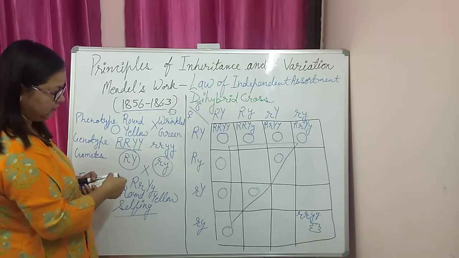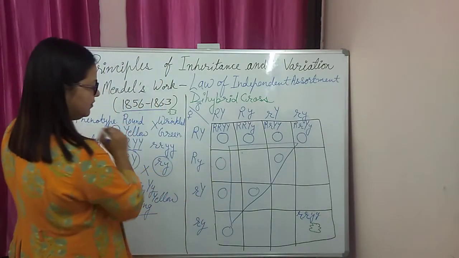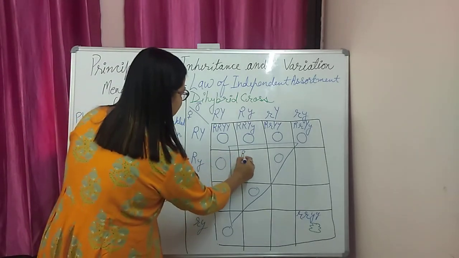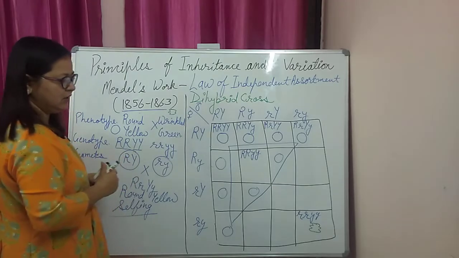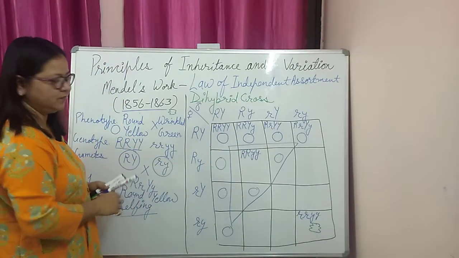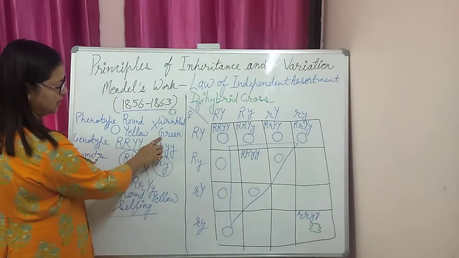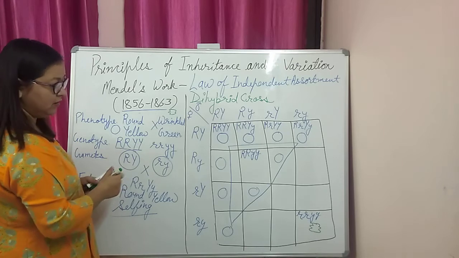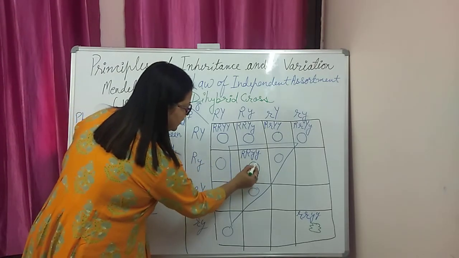Now come to the next. I will take the example from this block. Write the genotype here, capital R, small y. Now read the phenotype. Capital R is for round. Small y is for the character of green. So here the seeds are round and green.